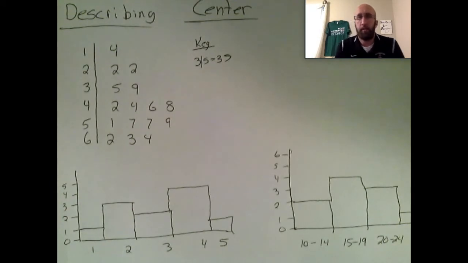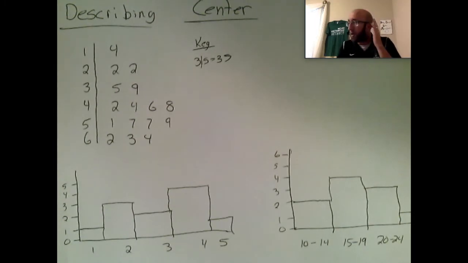Everybody. So this is the continuation of my video series on describing distributions. Remember, to describe a distribution, you need some sort of graphical display. Once you have that, you're going to go through SOCS, describing shape, outliers, center, spread. So we've already taken care of shapes and describing those. We've done outliers. Now let's talk about centers.